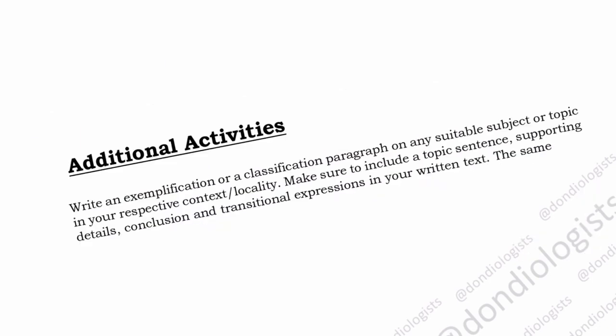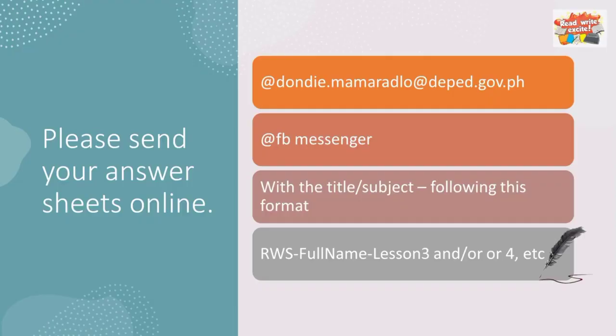For our additional activities, write an exemplification or a classification paragraph on any suitable subject or topic in your respective context or locality. Make sure to include a topic sentence, supporting details, conclusion, and transitional expressions in your written text. The same will be used in assessing your output. Once done with the test, you may send your outputs via email or FB Messenger. Please refer to the details on the screen.